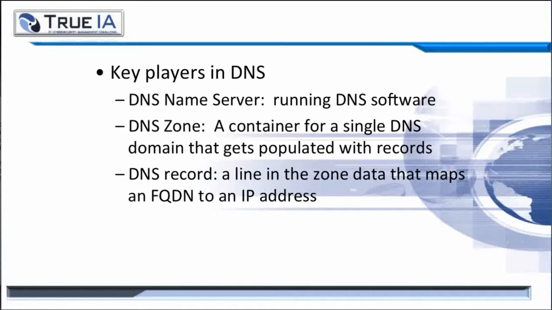So now that you know the nuts and bolts of it, there's a few more items that you should understand. Some key players, if you will. Starting with the DNS name server. That is running the actual DNS software itself. The DNS zone is a container for a single DNS domain that gets populated with records. And a DNS record is simply a line in the zone data that maps an FQDN to an IP address.